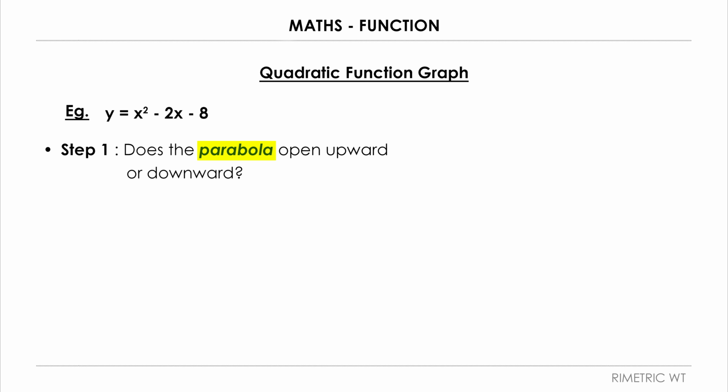Every quadratic graph is a parabola. The question is, does it open upward or downward? To determine this, we simply look at the coefficient of the highest degree term, x squared, which in this case is 1. Since it is positive, the parabola opens upward, just as we saw earlier. If the coefficient were negative, the parabola would open downward.